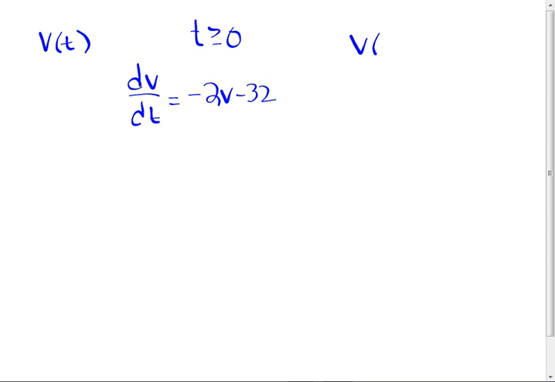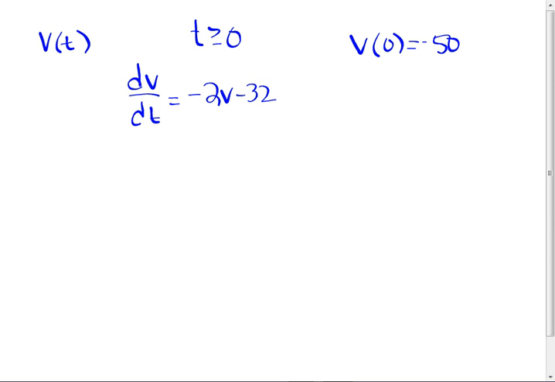Okay, my time is positive. And I have a differential equation. dv dt equals negative 2v minus 32. And it gives you an initial condition of v of 0 is equal to negative 50. And maybe it would be to our best interest to figure out what the variables are. It says, use separation of variables. Define an expression for v in terms of t.